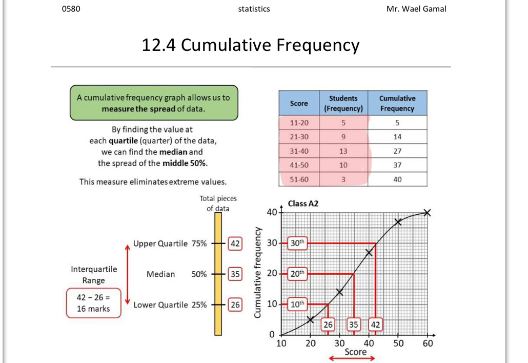And from 20, draw a horizontal line till you reach the curve. Then drop this line vertically. So this is the value for the median. So the median is 35.